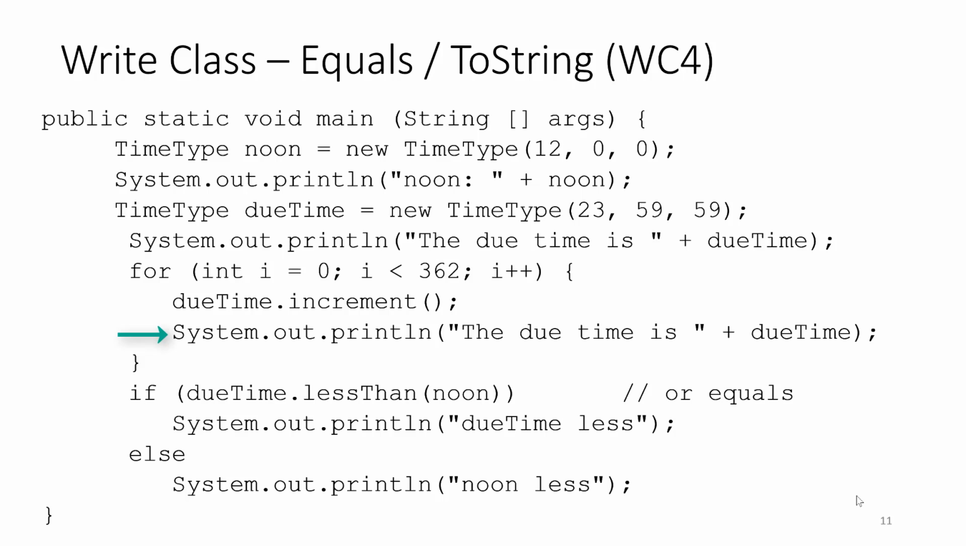Then we would print the due time. Remember, concatenating due time to a string will call the ToString method. What do you think would be printed for the due time? The last would be a call to the less than method. We want to see if due time is less than noon. So we're going to call the less than method, predict what will be printed. That is the end of this worked example.